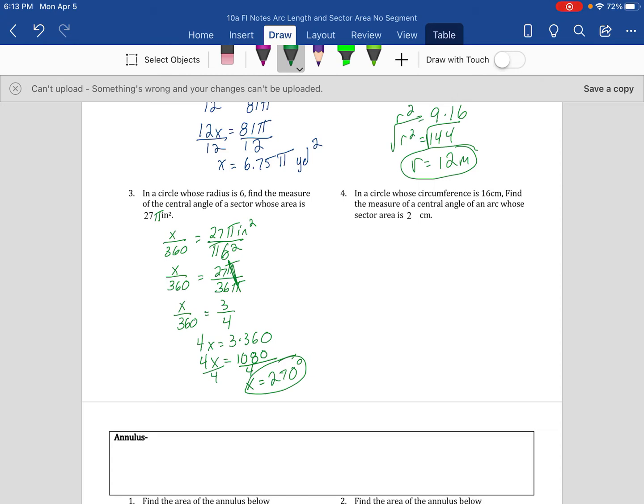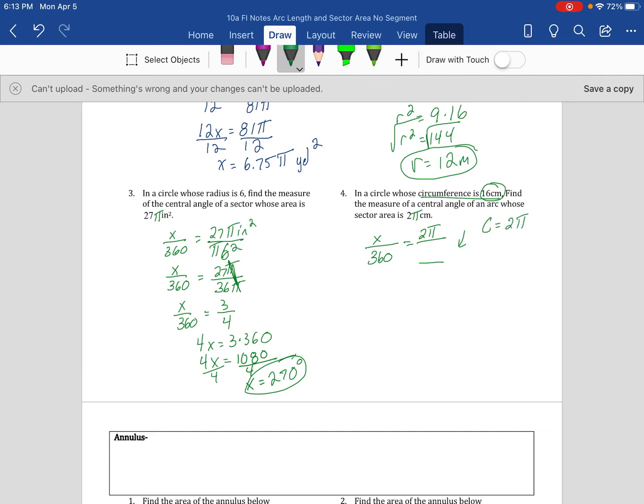In a circle whose circumference is 16 pi, find the measure of a central angle of an arc whose sector area is 2 pi centimeters. So we're trying to find the central angle. We know it's over 360. It says the sector area is 2 pi, and it gives us our circumference, and we need the area. Why does it give us the circumference?